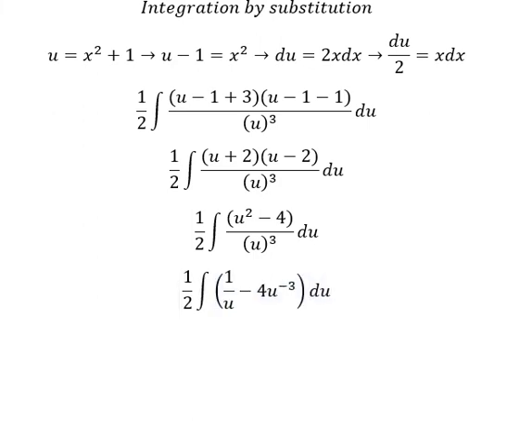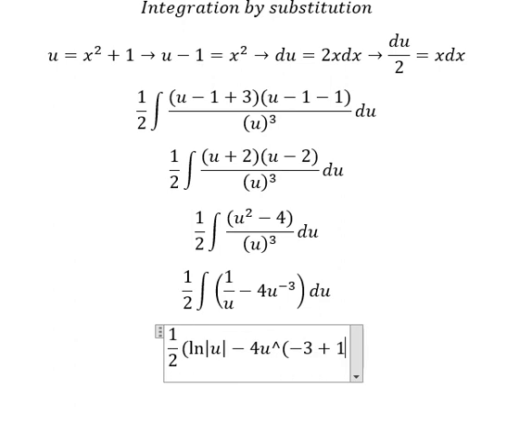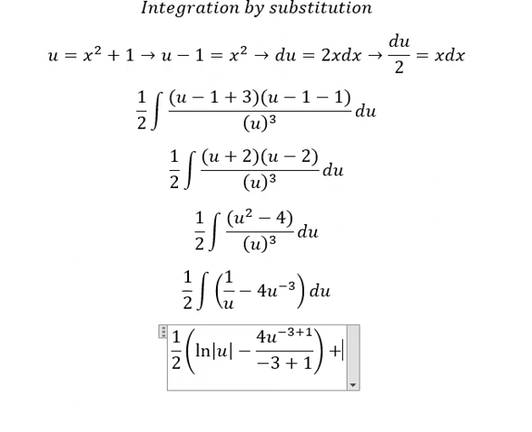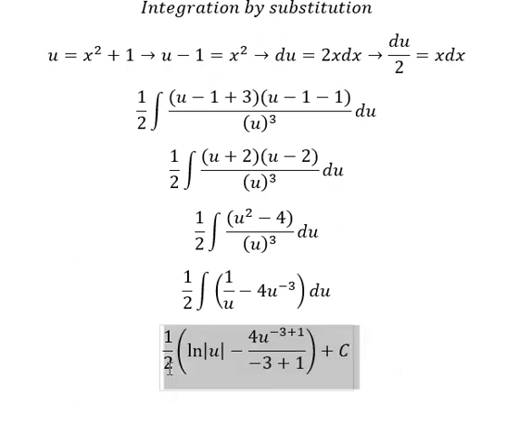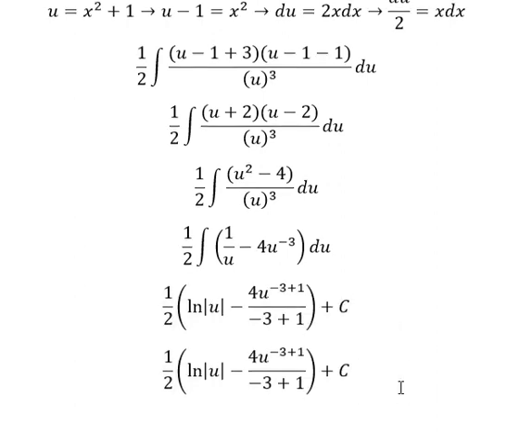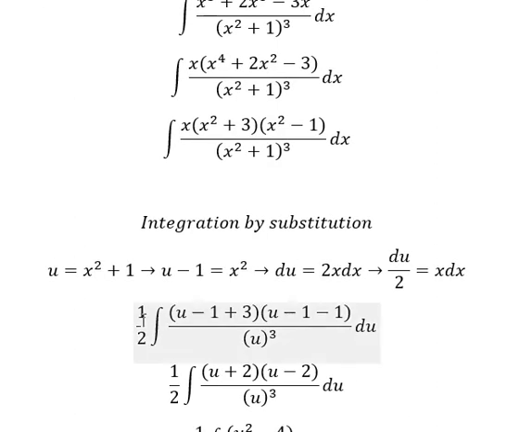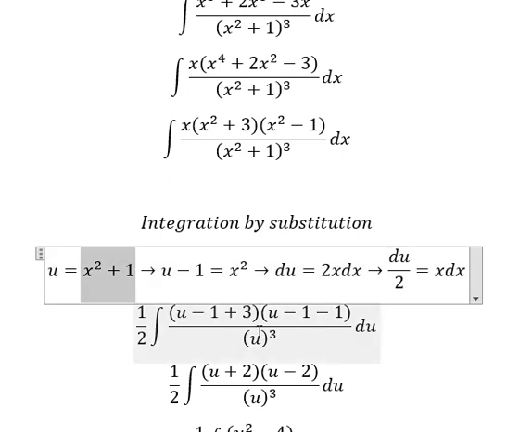And now we can get the final answer. The integration of 1 over u, we have ln of the absolute value of u. The integration of this one, we have u to the power of negative number 3 plus 1 over negative number 3 plus 1. And we put c. About u, that is this one.